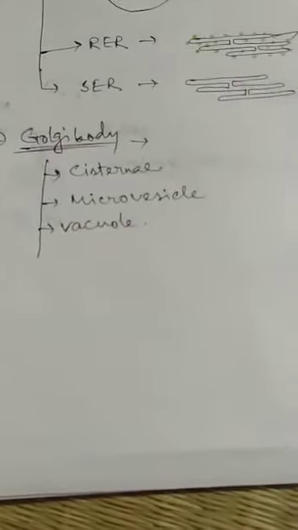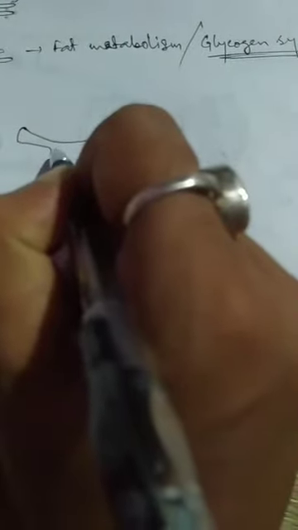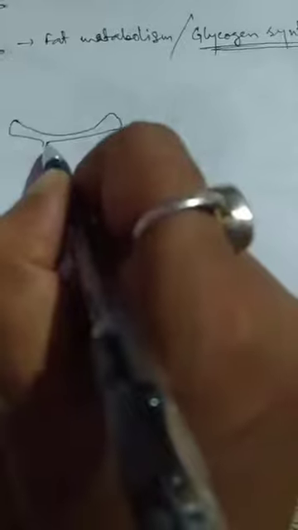These are the cisternae, microvesicle, and vacuole. The Golgi body is composed of cisternae, microvesicle, and vacuole. Now we come to the structure of a Golgi body. Golgi body has two surfaces. One is the concave surface. And these are the cisternae arranged in a proper manner.